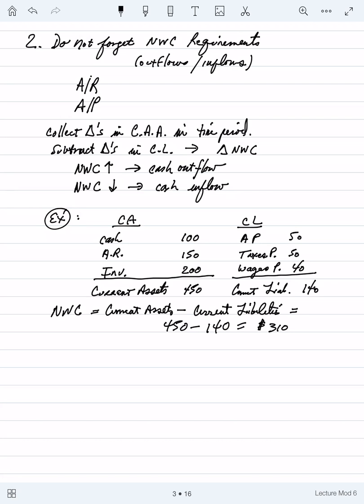Now let's assume the capital budgeting project that you're about to undertake requires increases in current assets, and perhaps it generates some additional current liabilities. So for instance, the project might require increased levels of cash and accounts receivable and inventory. The same project results in some additional purchases, so you're seeing an increase in accounts payable as well. And you're going to owe more in taxes, you're going to have higher wages payable.